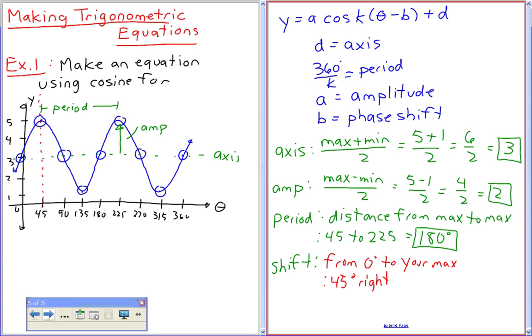Okay, are we feeling sort of okay with the first one? I know first time through it's a little tricky. We'll make the equation here in a sec. Georgia, go ahead.